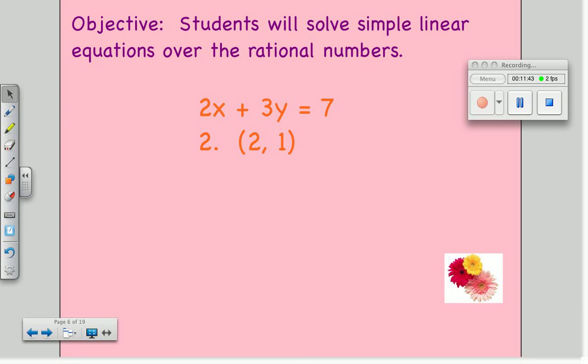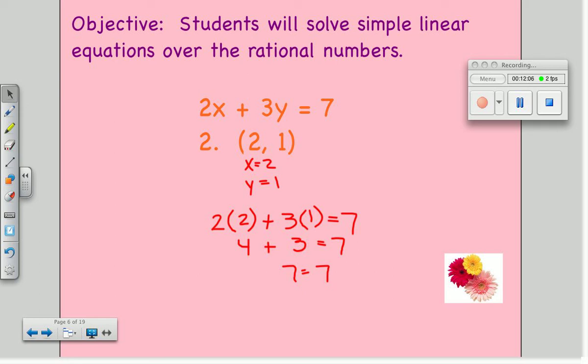How about 2 and 1? Let's see if that works. If x is 2, y is 1. Let's try it. 2 times 2, plus 3 times 1, equals 7. 2 times 2 is 4. 3 times 1 is 3. Does that equal 7? Yes. So the answer is yes, this does work.